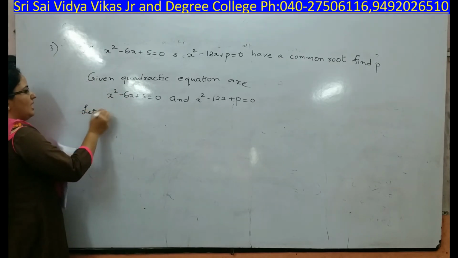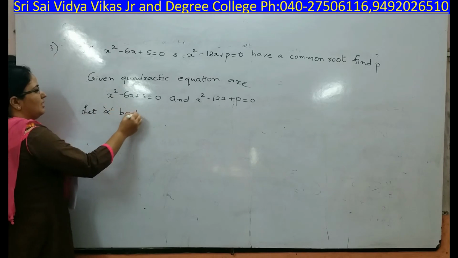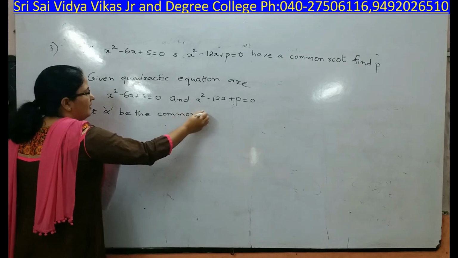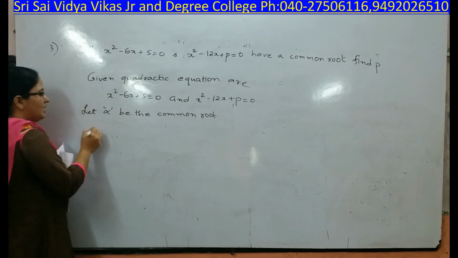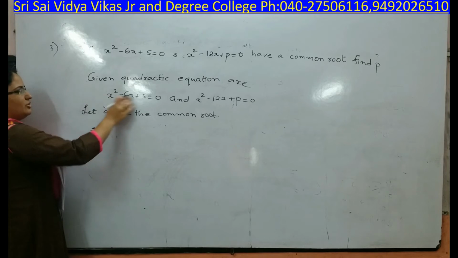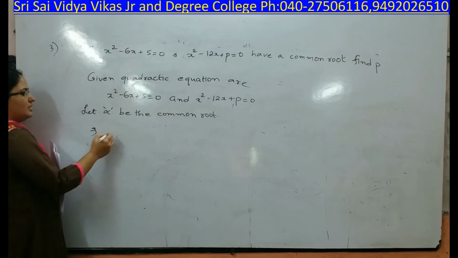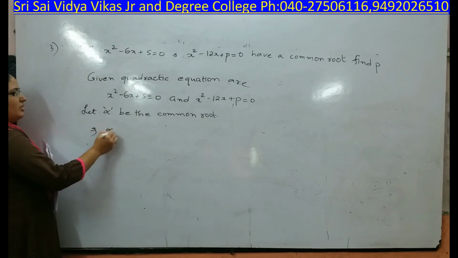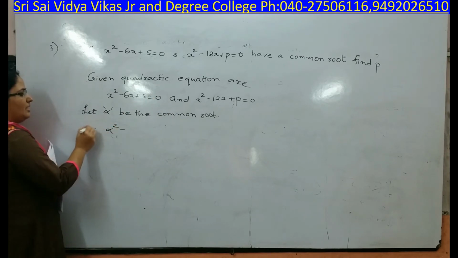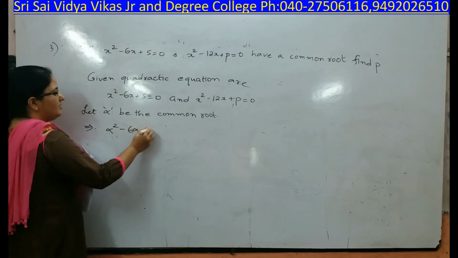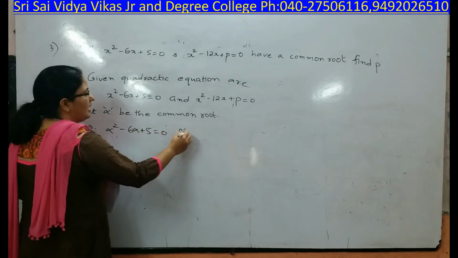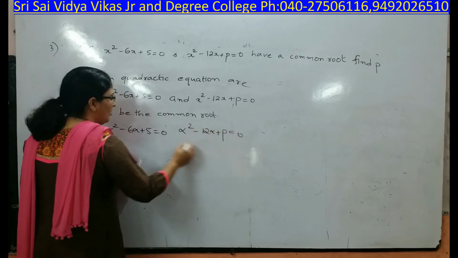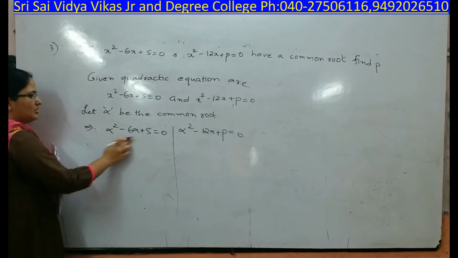Now, let alpha be the common root. If alpha is the common root, this implies put alpha value in x place. That should give you 0 in both the equations, because alpha is the common root of both the equations. So here alpha square minus 6 alpha plus 5 is equal to 0 and alpha square minus 12 alpha plus p is equal to 0. Let us factorize this and solve.